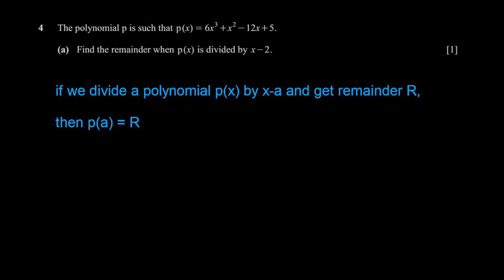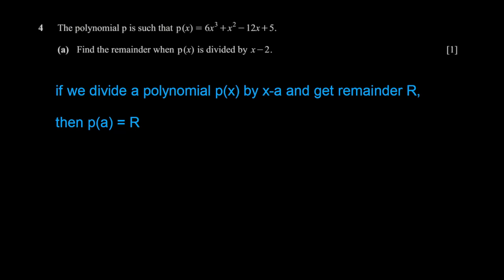The remainder theorem basically states that if we divide a polynomial by x minus a and we get a remainder of r, then it means that if we substitute a into the polynomial, in other words, if we find p of a, then we will get that remainder r. So if I divide a polynomial by x minus a and get remainder r, then p of a is equal to r. It's best illustrated with an example.